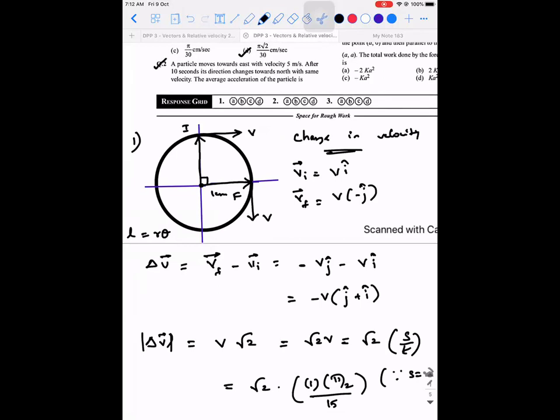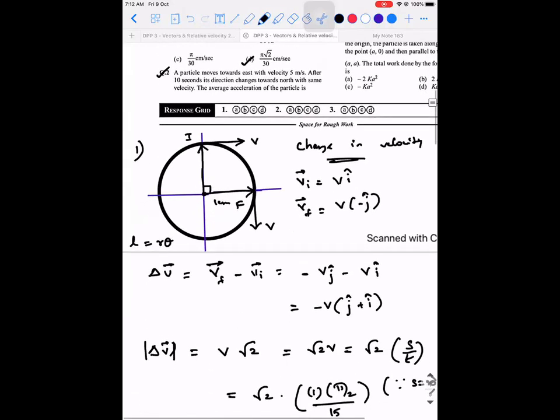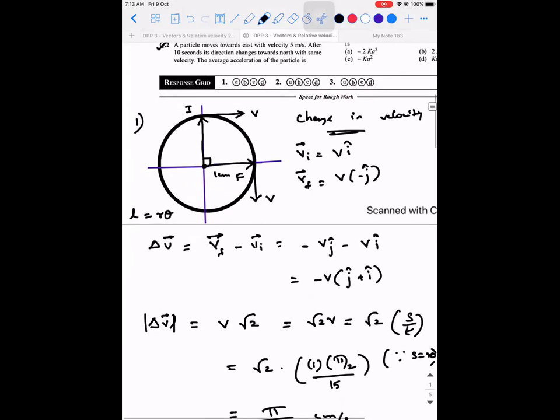There is a particle which moves towards east with a velocity of 5 meters per second. After 10 seconds, its direction changes towards north with the same velocity. The average acceleration of the particle is... So I'm repeating it: there is a particle which moves towards east with a speed of 5 meters per second. After 10 seconds, its direction changes towards north with the same velocity. The average acceleration of the particle is?